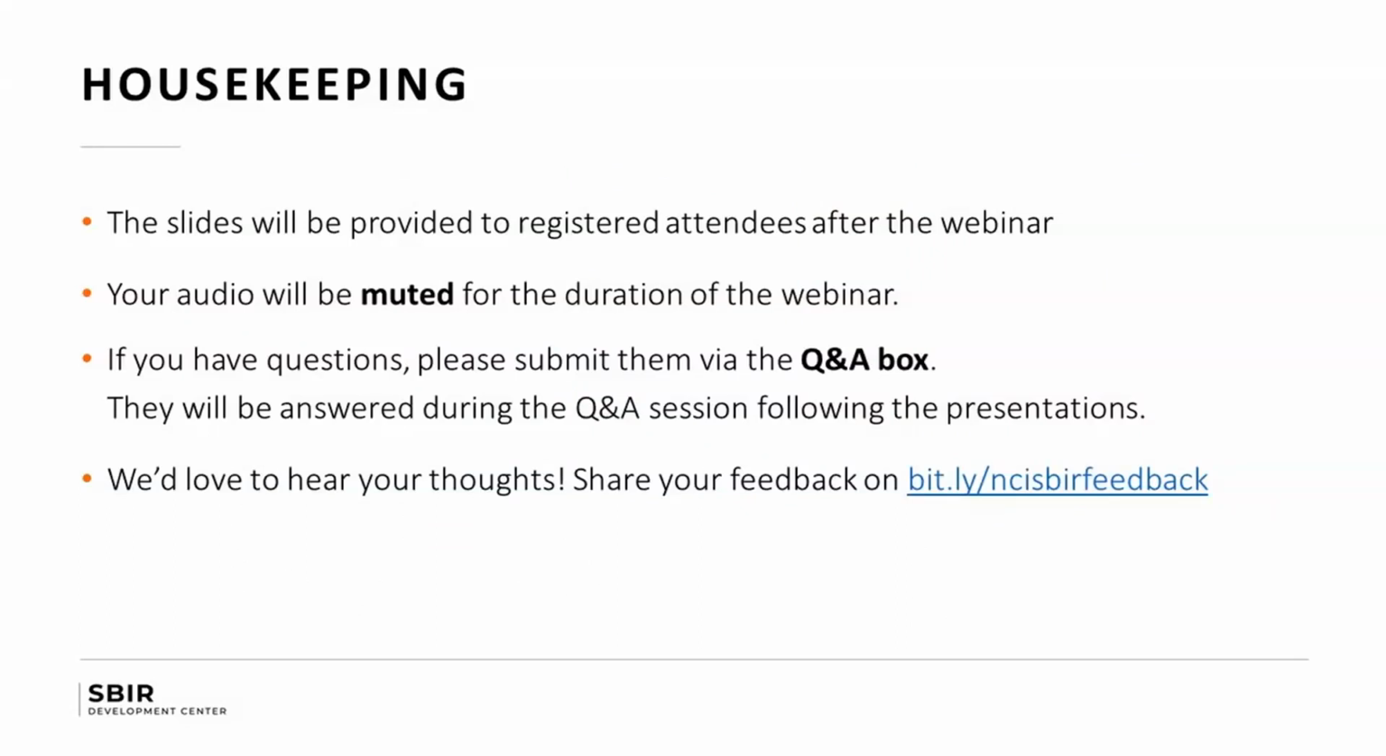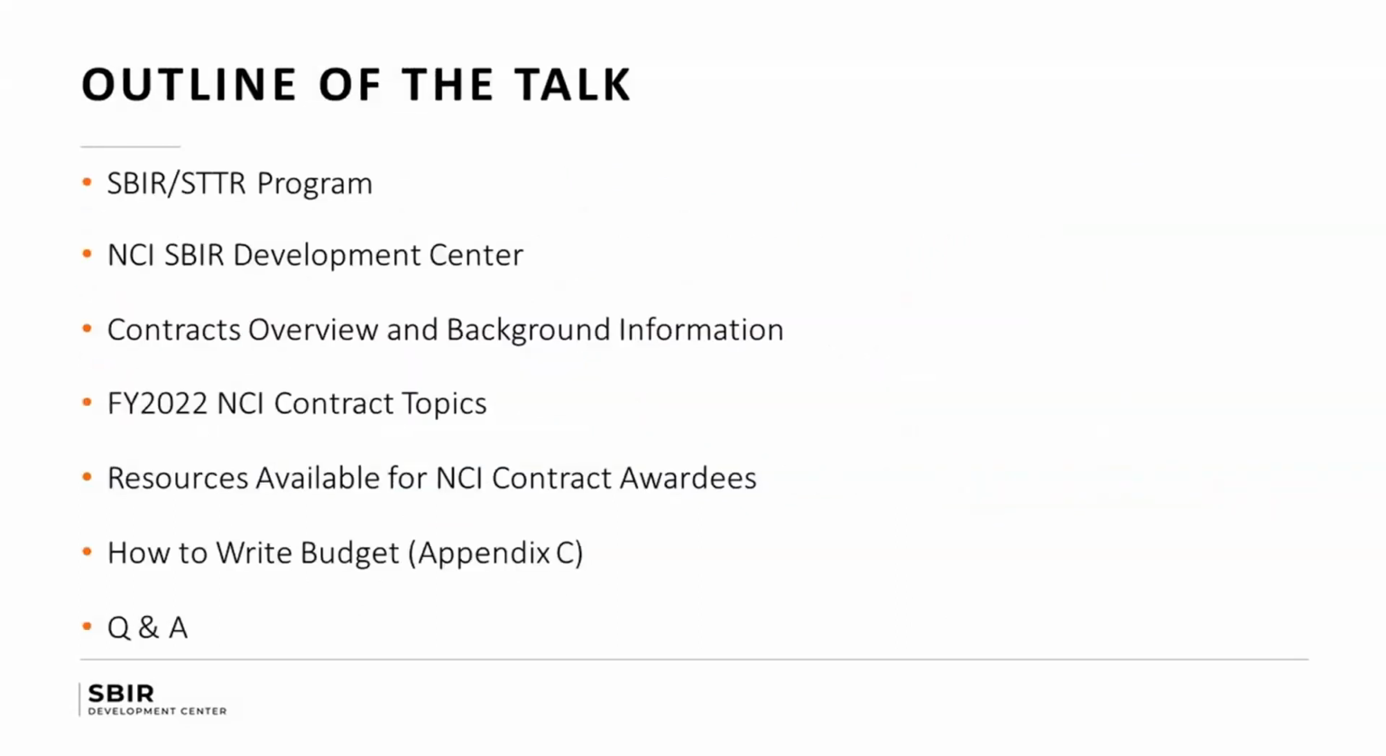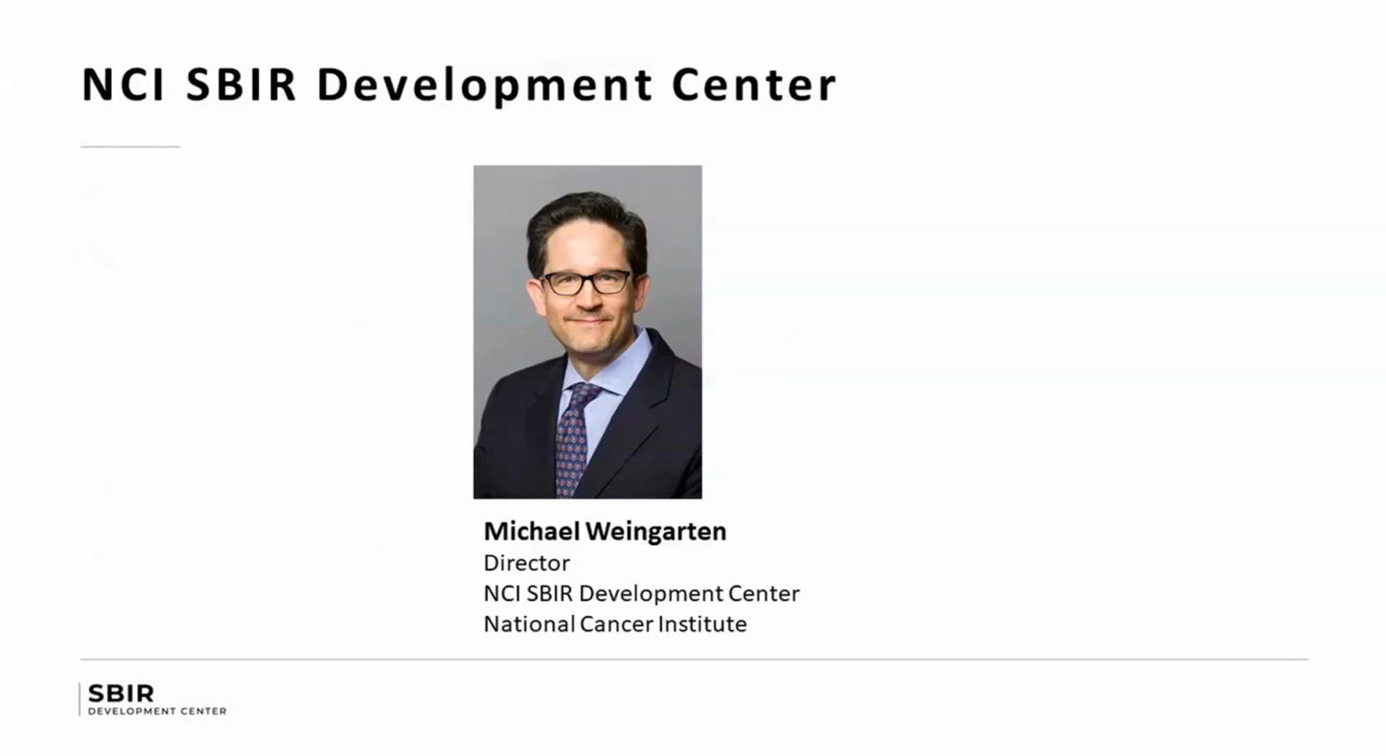Between the three of us, we will talk about the background of the SBIR STTR program and our NCI SBIR Development Center. We'll talk about some of the contracts overview, contract topics, and finally, a very important topic, which is how to write a budget using Appendix C. And we will end the session with a Q&A section. With that, I will hand over the podium to Michael.